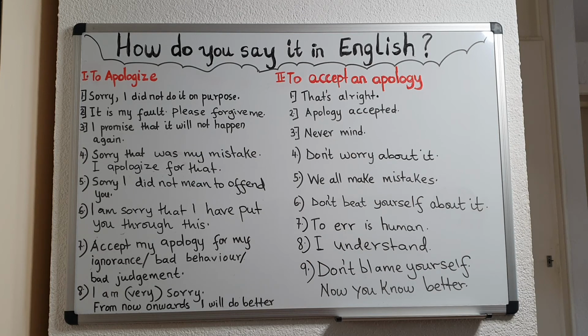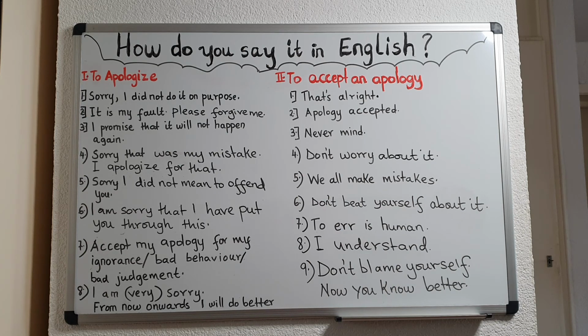Now, to beat yourself about it means worry about it. Don't worry about it, okay? Don't beat yourself about it. Don't sit thinking the whole time that you've hurt me. It's okay. Never mind. Let's move on. Don't beat yourself about it. Don't worry about it, okay?